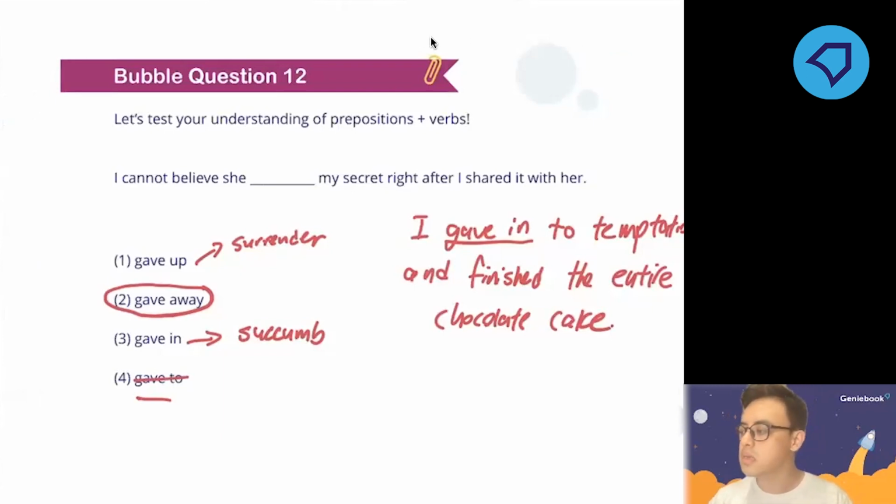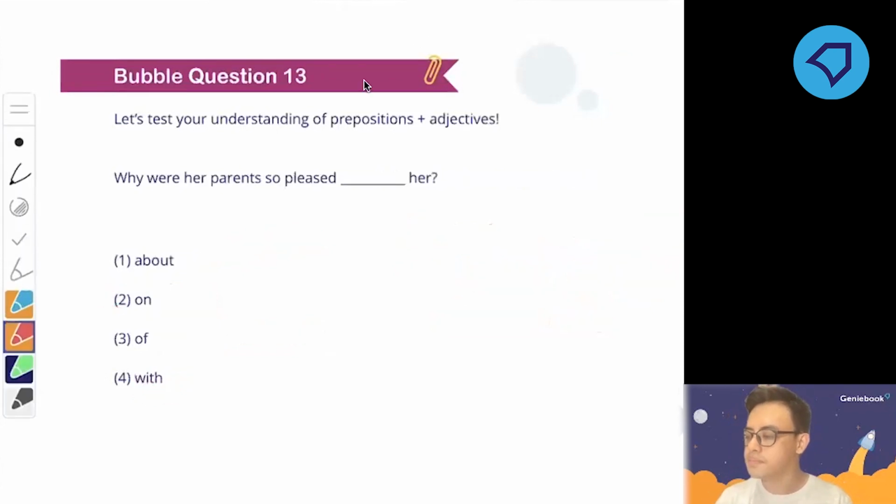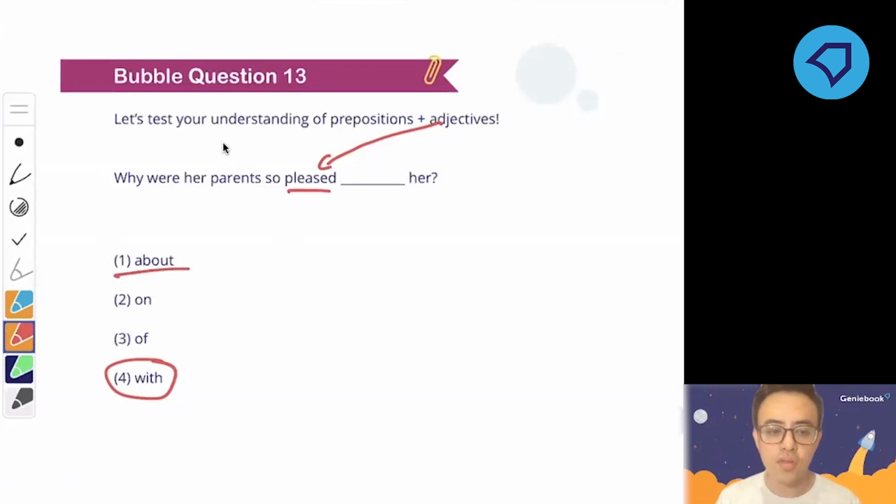Okay, next, number 13. Why were her parents so pleased at her? So this is a preposition and adjective. Pleased is an adjective. What preposition should this be? With her. Okay, answer number 4. You can be pleased with someone. You can't be pleased about, and 45 of you chose pleased about her. Why were her parents pleased about her? That doesn't make sense. You can't be pleased about someone.